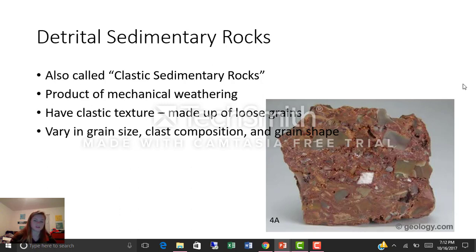The loose grains featured in the rock were eroded from their original location and transported. The mechanism of transport for these rocks is either mass wasting or erosion. Between the clasts is finer-grained material called the matrix. All detrital sedimentary rocks have a clastic texture, yet they vary in these features, including grain size, clast composition, and grain shape. These features are other indicators of the environment in which they were deposited.